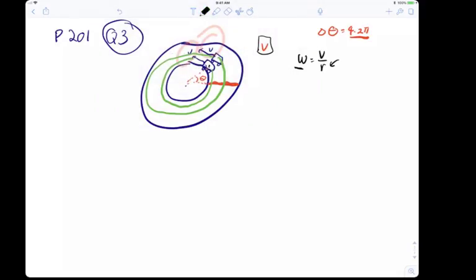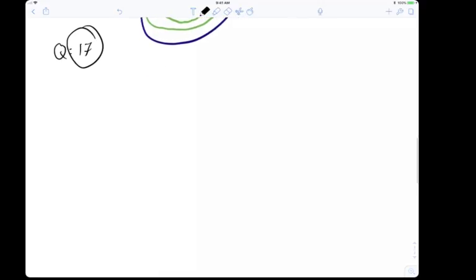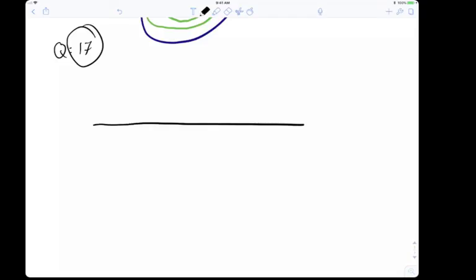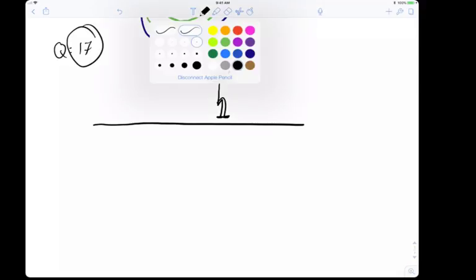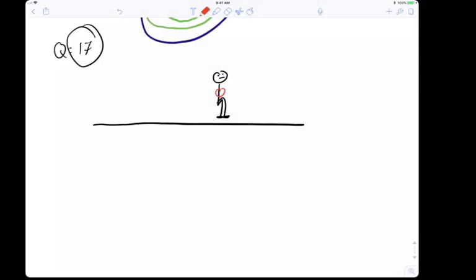All right, question 17. A gymnast's backflip is considered more difficult to do in the layout straight body position than in the tucked position. Why? Let's think about a backflip. Maybe they're bending their knees at first. And then here's their center of mass. They're going to jump, do a backflip, and then land, hopefully, on their feet.